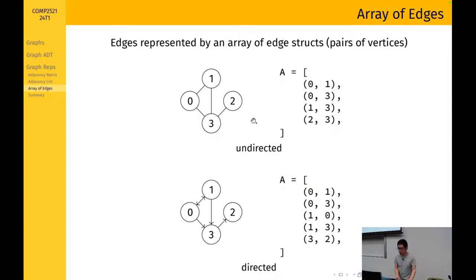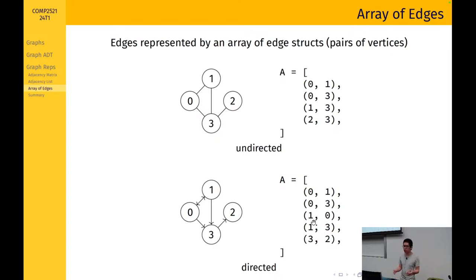So for example here, if we have an undirected graph, then what we could do is just store each of these edges once in the array. For example, there's an edge between 0 and 1. So we store a pair of vertices 0 and 1 in our array. And same for the other edges. Okay, if we have a directed graph, then this might seem odd because we have more edges in this array over here.